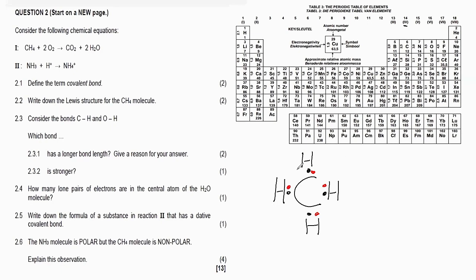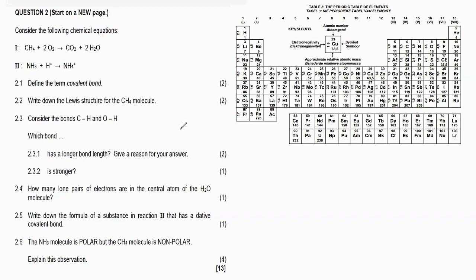As we can see, the carbon atom now has 8 electrons around it, 8 valence electrons around it, which now makes it a stable atom. Right. Then let's move to 2.3. 2.3 says, consider the bonds C to H, so the carbon bonded to a hydrogen, and the oxygen bonded to a hydrogen. Now they're asking which bond has a longer bond length. Give a reason for your answer.